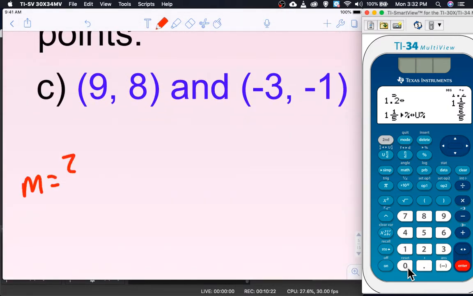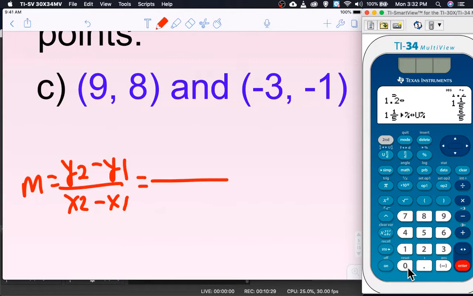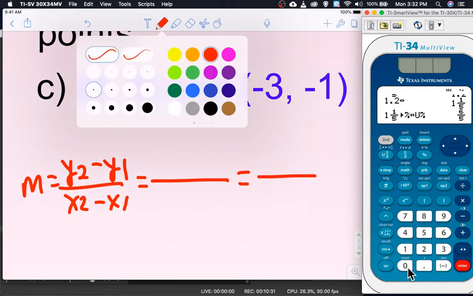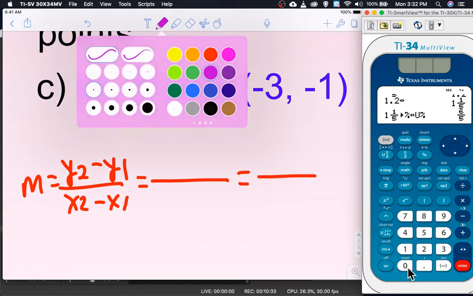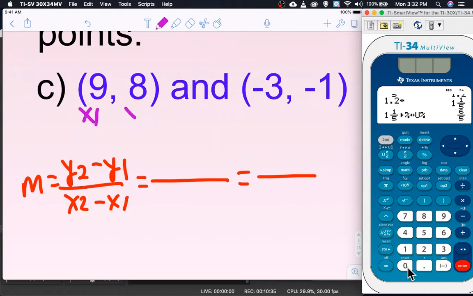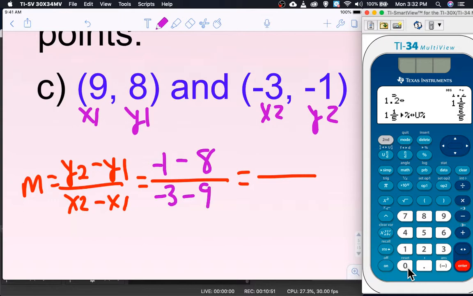M equals y2 minus y1 over x2 minus x1. Change color. Let's go purple. And this is x1, y1, x2, y2. So let's see, things we know, plugging in. y2 minus y1 over x2 minus x1. Check your numbers are in the right place in the formula.